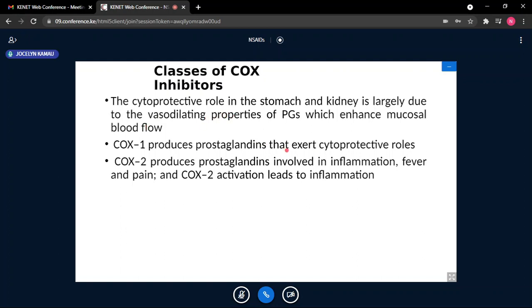COX-1 produces prostaglandins that exert cytoprotective roles. COX-2 produces prostaglandins involved in inflammation, fever, and pain, and COX-2 activation leads to inflammation. So that is the main difference. COX-1 is protective and controls homeostasis, but we also have a COX-2 which is constitutive and important, though majorly COX-2 is inducible.